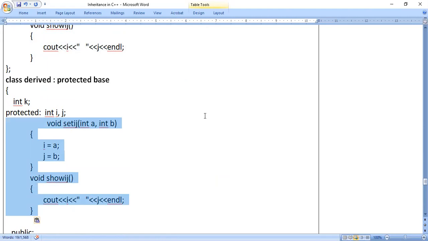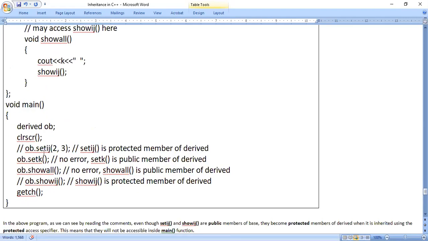If they are protected members of the derived class, then you cannot access them in the main function, because protected members and private members behave the same with respect to one class. This point you have to remember. If there is no inheritance, with respect to one class, both behave the same. Both behave the same means both cannot be accessed in the main function. So the set ij function and show ij function cannot be accessed in the main function. So if you remove this line, you will get the error.